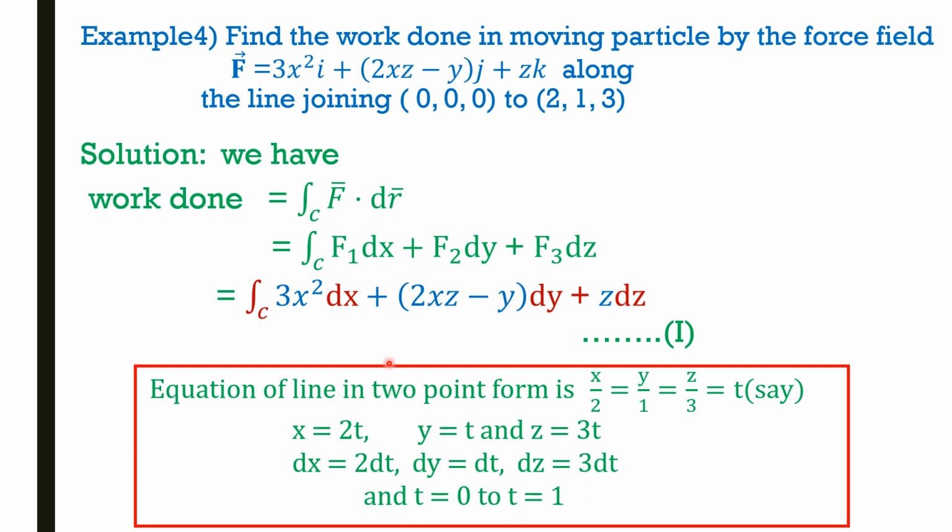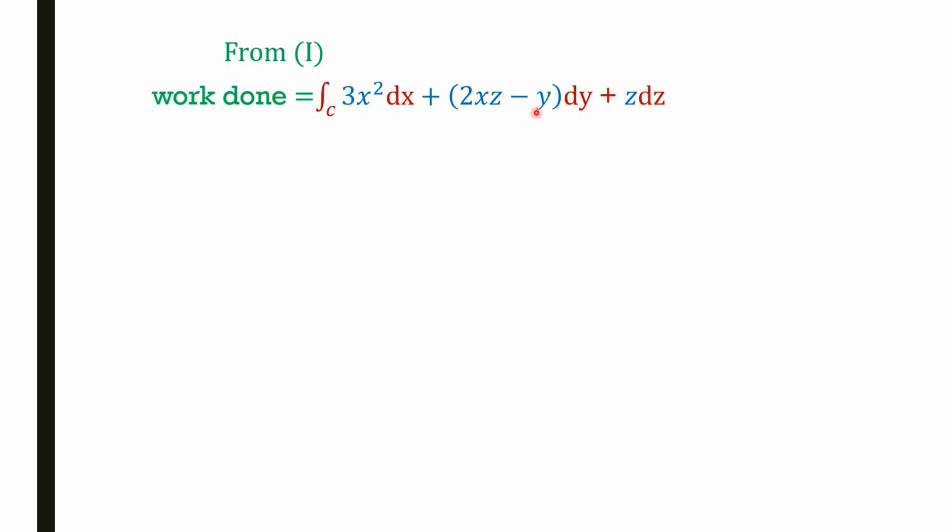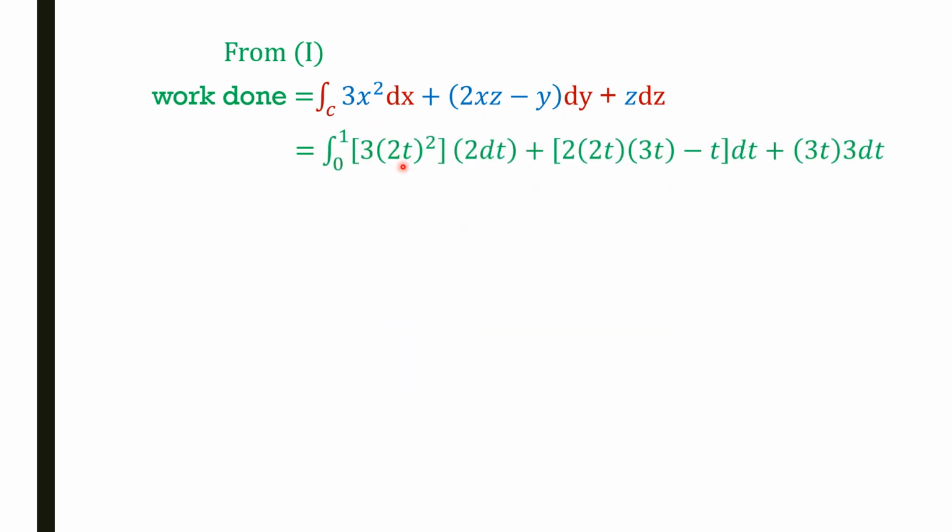Now put all these values in equation 1. What I get from 1: 3x square dx plus (2xz minus y) dx plus dy plus z dz. So 3 as it is, x is nothing but (2t) square, dx is nothing but 2 dt, 2 as it is, x is 2t, z is 3t. And minus y is t, dy is dt, plus z is nothing but 3t and dz is 3 dt. If we calculate all these things, what I get is 24t square. See, 2 into 3 is 6, 6 into 4, because 2 square is 4, is 24, and t square is there.